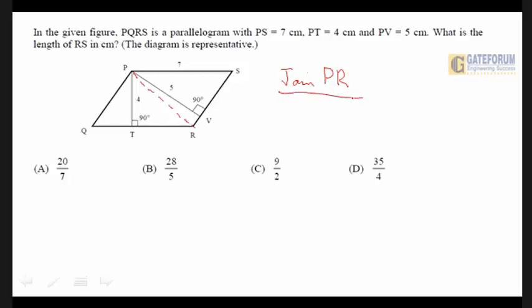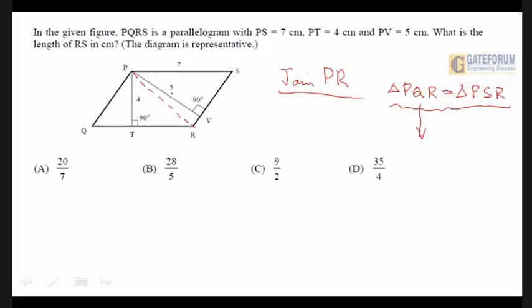Now the moment you have joined PR, I hope you can clearly understand that PQR is one triangle and the other triangle is PRS. I hope you can understand that. And both of these triangles are equal in area. Triangle PQR is equal to triangle PSR in area. I'm sure you will agree. The diagonal divides the area of the parallelogram into two equal halves.